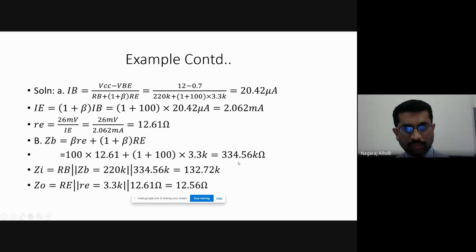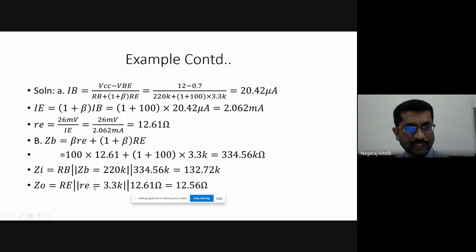Okay, ZB is 334.56 kilo ohms. Then ZI is equal to RB parallel ZB, that is 220 kilo ohm parallel with 334.56 kilo ohms. RB is given as 220 kilo ohms, in parallel with ZB, which we have just calculated as 334.56 kilo ohms. How to find the parallel combination? 220K into 334.56 kilo ohm, the whole divided by 220 kilo ohm plus 334.56 kilo ohms. If we simplify that, we get 132.72 kilo ohms. That is the input impedance.